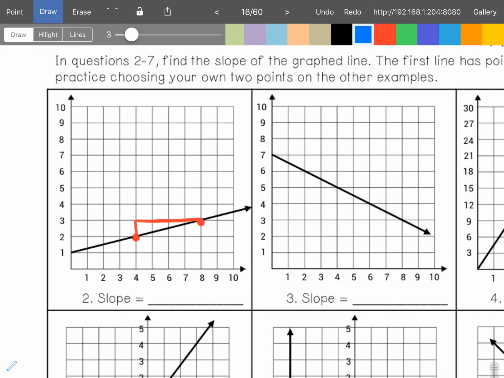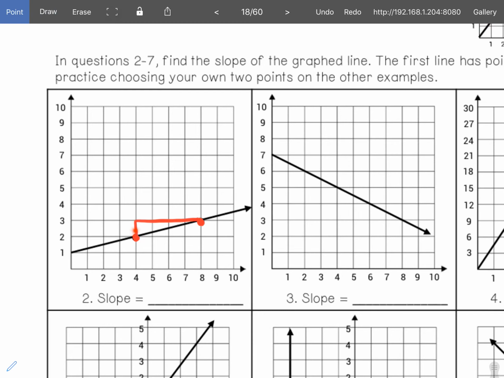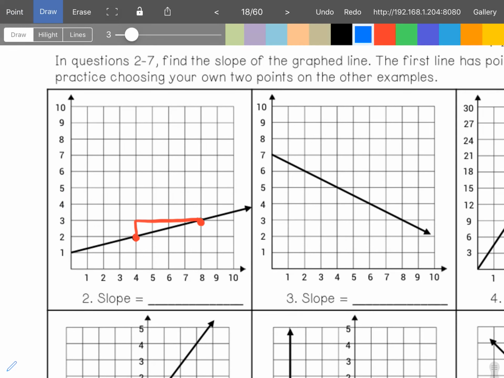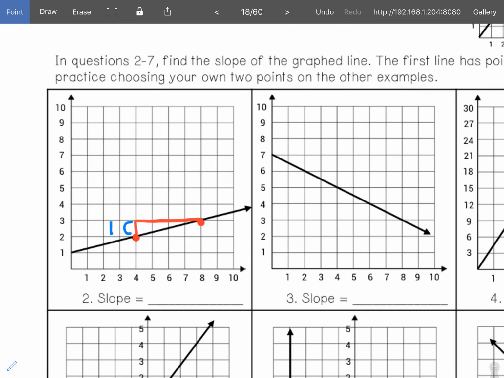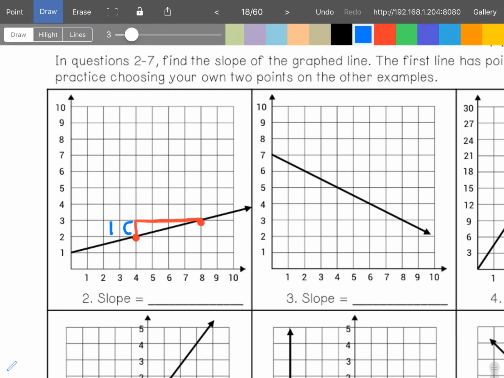The other thing we need to pay attention to is when we figure out the rise here, we need to look over here and make sure, see how this is counting by ones? So the rise here is just 1. Then if we're counting the run, from here to here, we have to double check what we're counting by. These are ones. So we run 1, 2, 3, 4. That's 4. So the slope would just be 1/4.